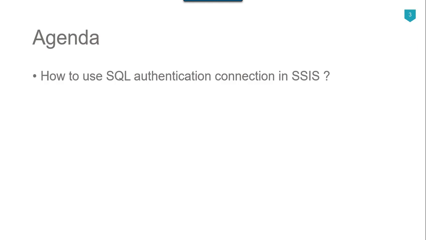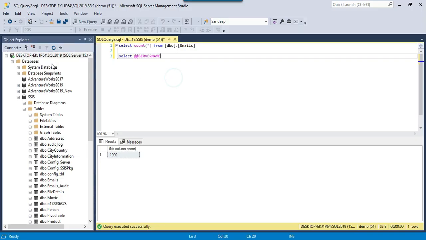So the agenda of today's video tutorial is how to use SQL authentication connection in SSIS and make the connection dynamic. So let's jump to the demo. Right now I have a SQL Server 2019 instance that I will be using in this demo. First I will make a connection which will be by default the Windows authentication connection, and then I will change the connection to the SQL authentication connection.